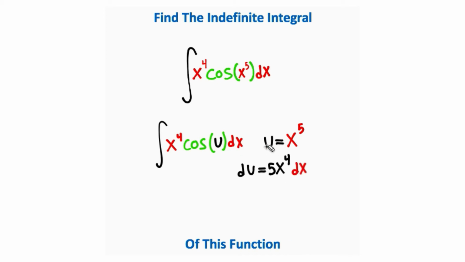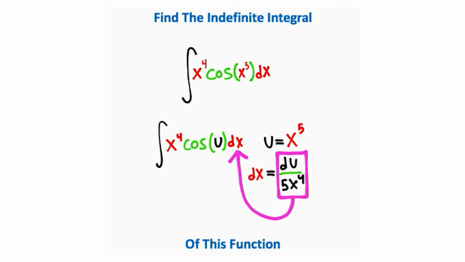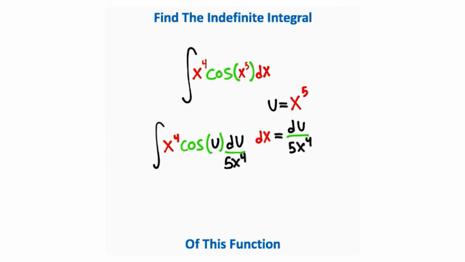Notice I have a dx here and a dx here, which I can relate. So if I divide both sides of this mini equation by 5x to the fourth, that'll get them to cancel, giving me this expression for dx. Now I can take this and plug it in for the dx we have in the original equation. So now I'm with respect to u.